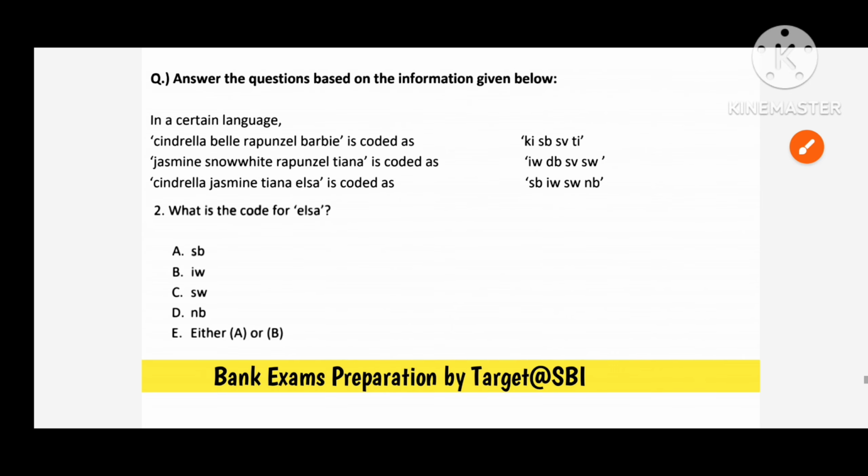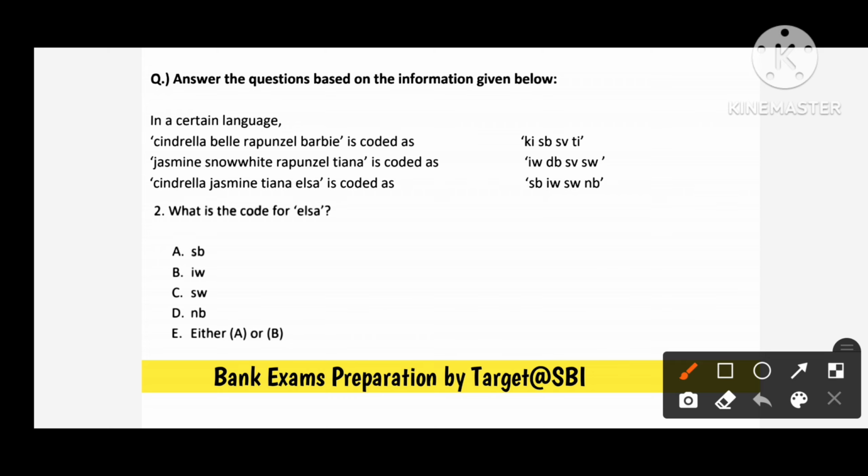Next, question number 2. What is the code for Elsa? Here Elsa is present and there is no Elsa elsewhere. We see Jasmine and Taina in the second statement and Cinderella in the first statement. So the only one in the last statement is the answer. SB I see in the first statement, IW in the second statement, SW in the second statement. So NB is the answer for this one. So the answer will be option D.